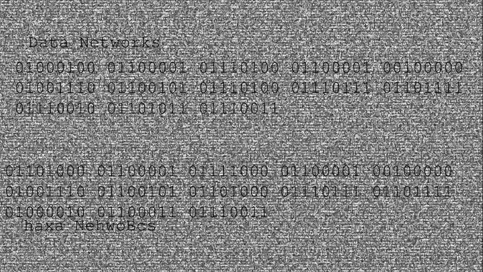So this is noise. Noise is always there, and I had sent a message. This is the correct binary pattern corresponding to data networks. I converted it into bits, and I just changed one or two bits, and the entire message changed. You are not able to make out what it is.